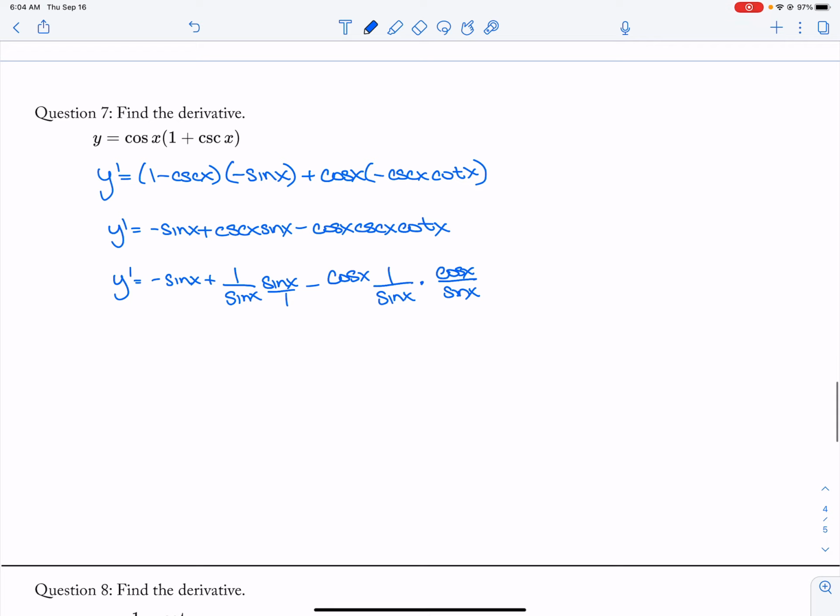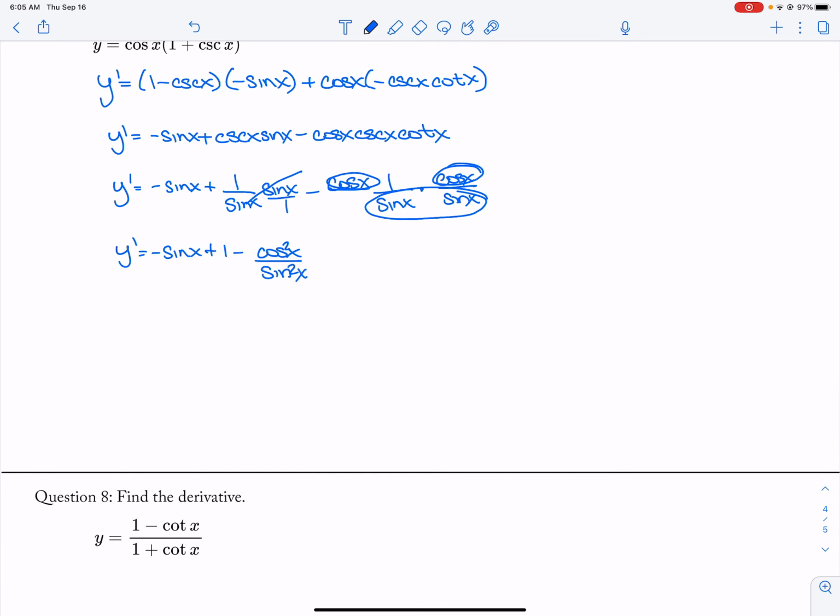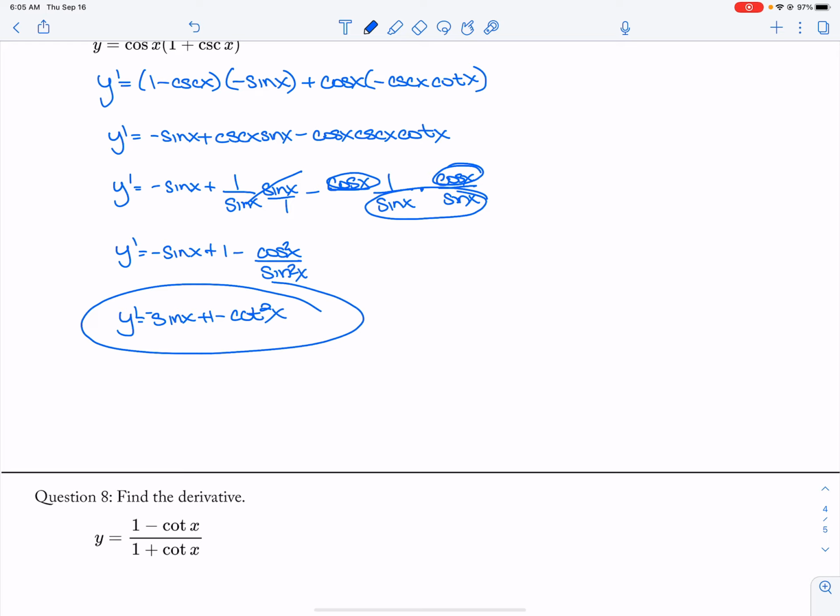So essentially what I have is y prime is negative sine of x. My sines cancel out here, so I'm left with 1. And then I have minus, I have 2 cosines here and 2 sines. So I really have cosine squared x over sine squared x, which is the same thing as cotangent squared of x. So technically this is y prime is equal to negative sine of x plus 1 minus cotangent squared of x. All right, cool. And that is it for this problem set.